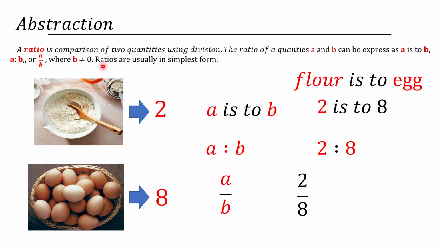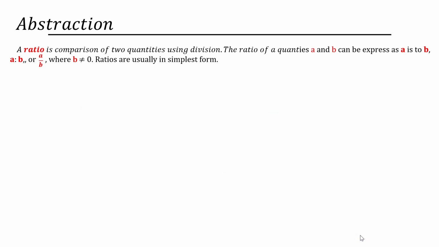And sabi to ratios are usually in simplest form. Ang tanong, ito, simplest form ba? So, applying what we learned earlier, pwede nating hanapan ng mga common factors yung numerator at yung denominator. So, when we simplify this one, this is equal to 1 over 4. Okay, so this is now the ratio 1 is to 4. So, kailangan nakasimplified. Okay?